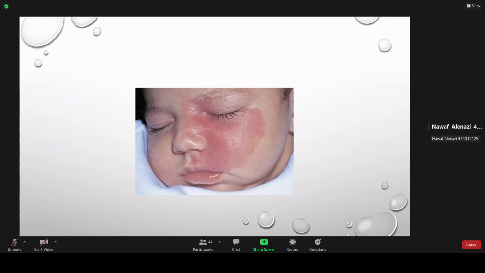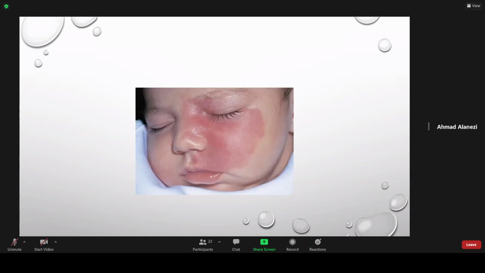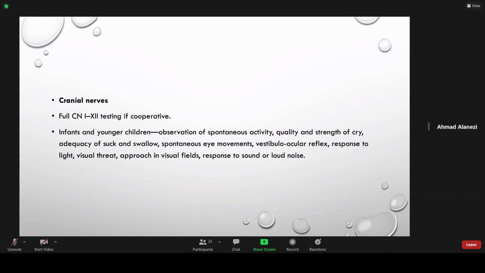Port wine stain. Port wine stain. Yeah, excellent. Sturge-Weber disease. Okay. And then this is just to show you the importance of skin examinations in neurology. And then we will focus more today on cranial nerve exams.